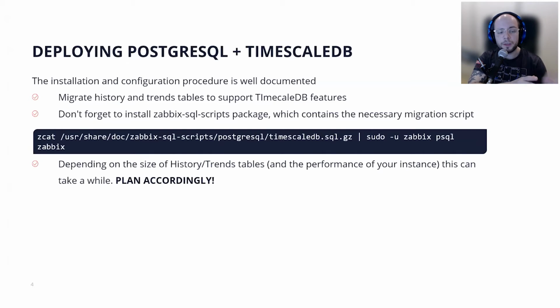This, in recent versions in 5.4, comes in the Zabbix SQL scripts package, so don't forget to install it. That's a new package for the most recent Zabbix version. It will stay there with 6.0 in the future. And then we need to zcat, we need to unarchive this gz archive. And this contains some migration scripts that will migrate our history and trend tables to Timescale. And these can take a lot of time.